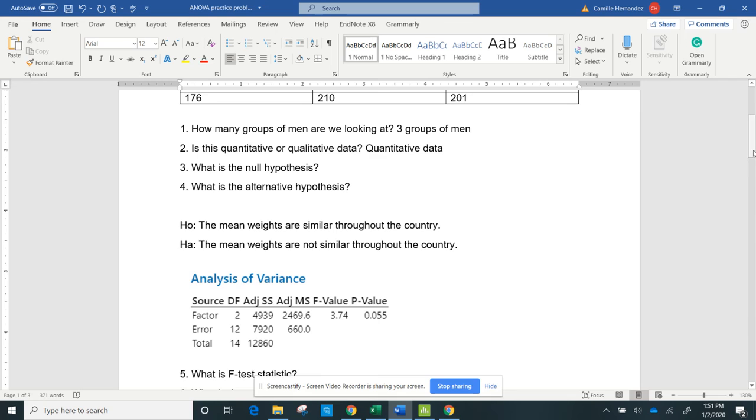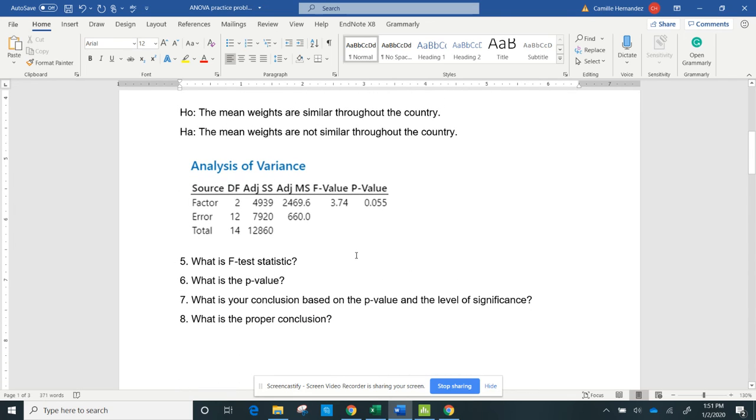Okay. So my F value is 3.74 because it's right here in this picture. My P value is 0.055. Okay. So my P value based on my level of significance, 0.055 is greater than 0.05. And again, if you're having a hard time seeing this, just add another 0 to make the decimal places equal. So because 0.055 is greater than 0.050, I'm going to do fail to reject the null.